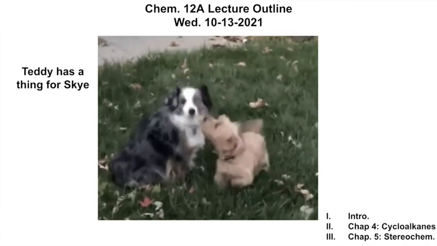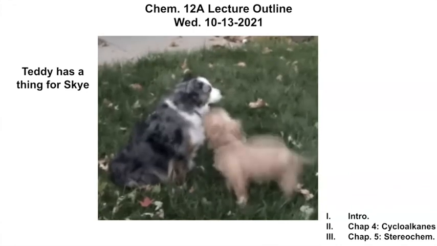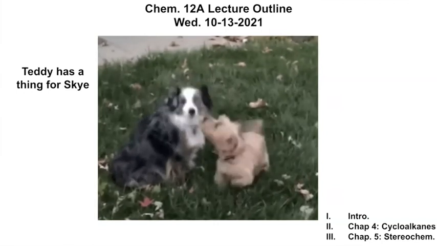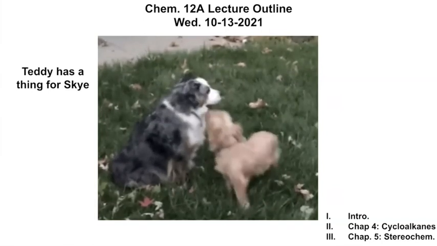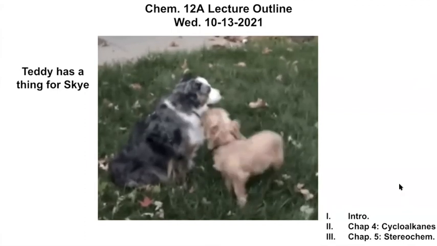And today we'll have the introduction, and then we'll finish up chapter 4, cycloalkanes. Pretty sure I'll finish that one. It's called cycloalkanes, but it really could be called cyclohexane, right? Because that's the main one, drawing the chairs and all that. And then we'll start chapter 5, stereochemistry.